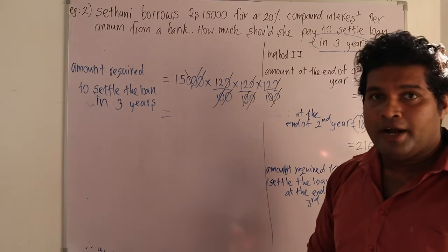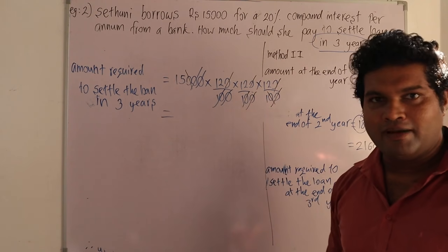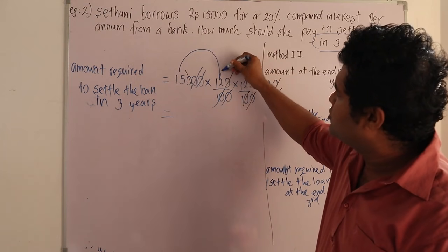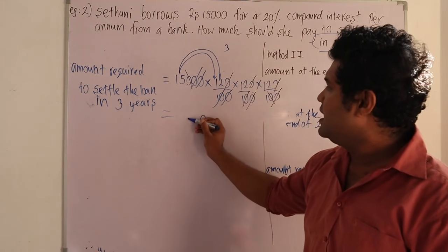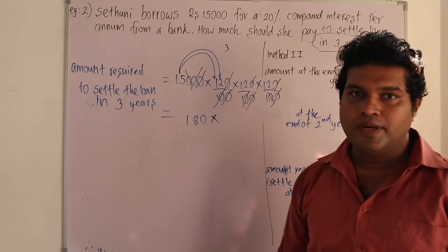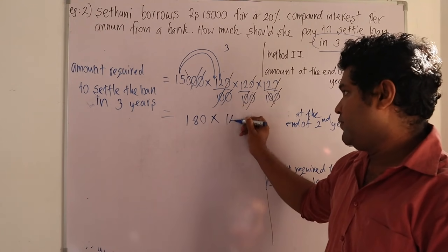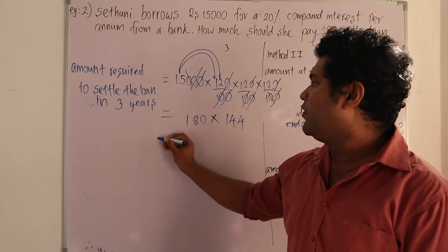All the zeros have been cut, and we have remained with 15 times 12 and 12 times 12. We can multiply 15 times 2, 30. 3 is remaining. 15 times 1, 15 with this 3, 18. And 12 times 12, you know, is 144. How can we multiply 180 by 144?